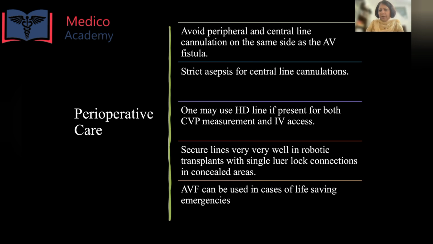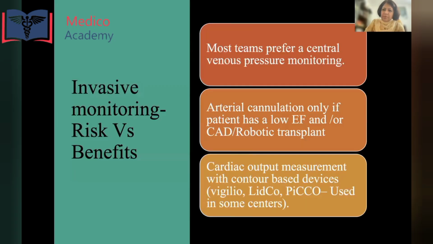Secure the lines very, very well in robotic transplantations, with a single Luer connection under the concealed area. There should be only one connection, and the anesthetist should be aware of where the connection is. Because in case this connection becomes loose or comes off, it can result in bad flow of blood and make the patient bleed, because some of these lines are quite big, larger gauge, or cause loss of fluid and any anesthetic agent that you're giving as an infusion. So this should always be kept in mind. In case of life-saving emergencies, AV fistulas can be used.